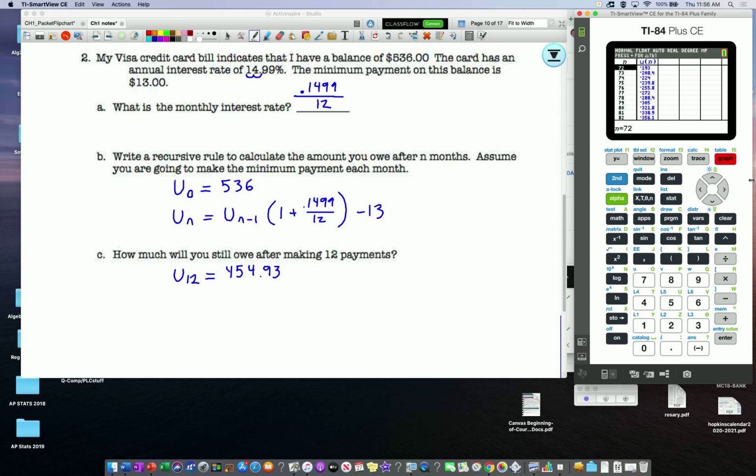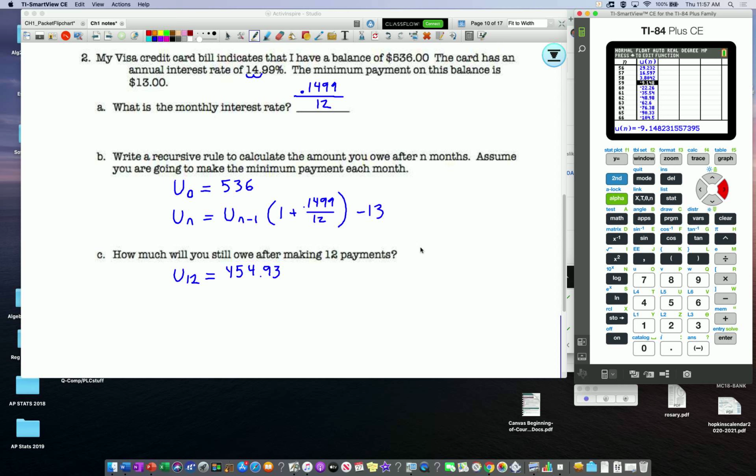So let's see. Whoa, it did go negative pretty quickly. So my guess of 72 was way too big. So I'm going to scroll back up. What I'm trying to do is see where it finally first goes negative. So you can see here, okay, I've made 58 payments and I still owe $3.80. So once I've made the 59th payment, it's gone negative, which means I've overpaid by $9.15.